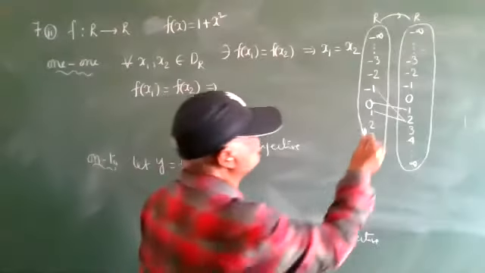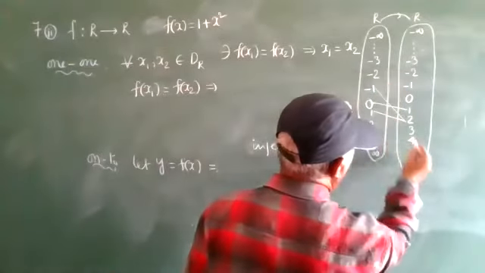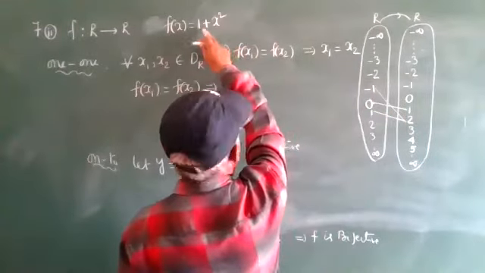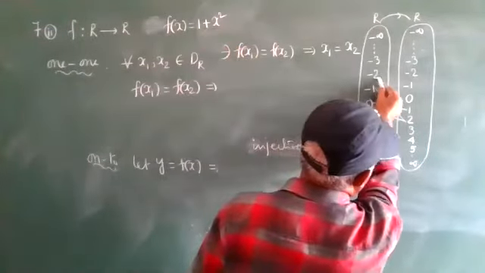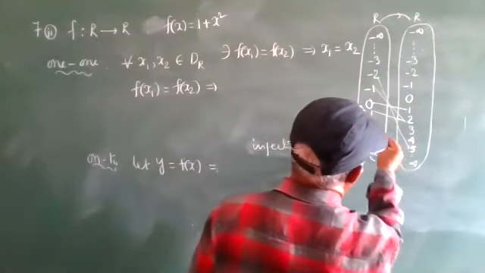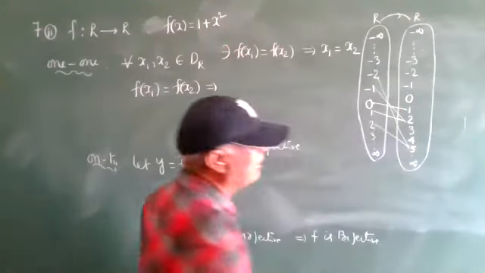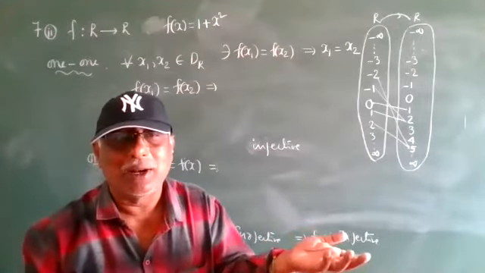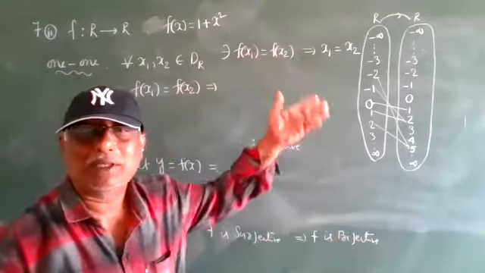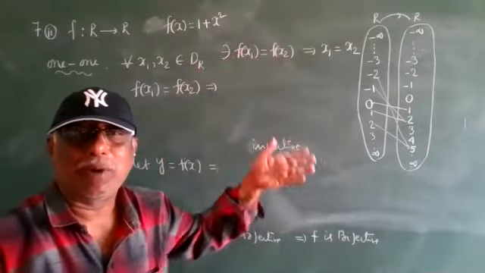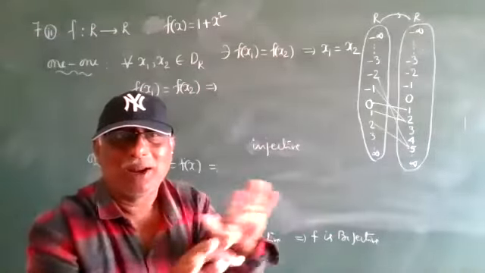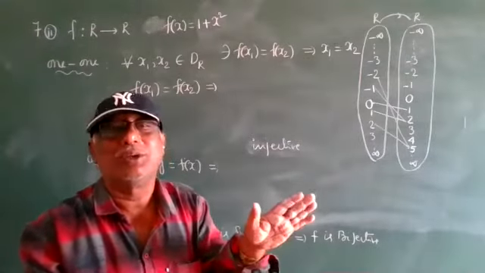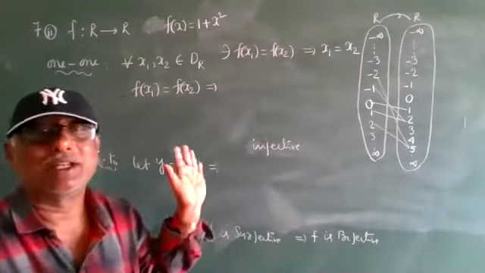Next, minus 2 gives minus 2 square, 4 plus 1 is 5. 2 also gives 4 plus 1 is 5. The middle number 3 is not obtained, 4 is not obtained. Negative numbers are not obtained. All are positive values only. We are not getting the negative values. Therefore, it is not surjective. Not 1-1, not surjective.